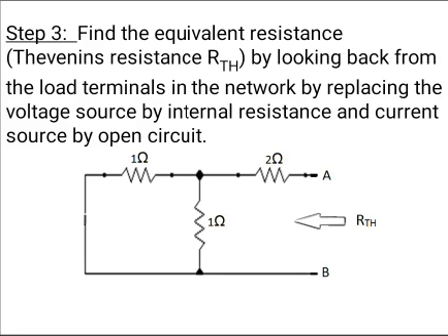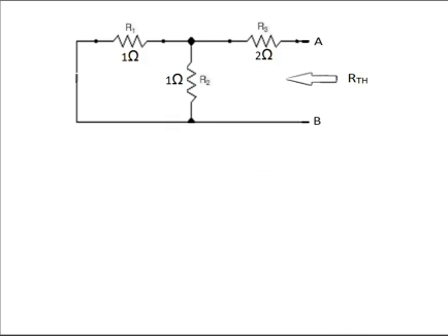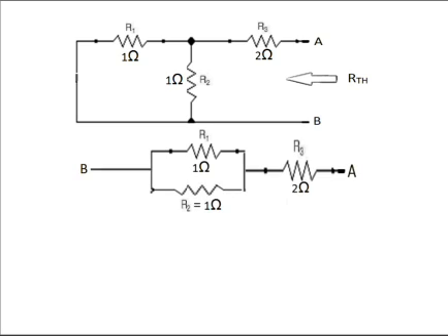Step 3. Find the equivalent resistance. You know the equivalent resistance is equal to the Thevenin's resistance RTH, found by looking back from the load terminals in the network, replacing the voltage source by its internal resistance and the current source by an open circuit. This circuit can be extended like this. That means the terminals A and B are stretched. It looks like this.